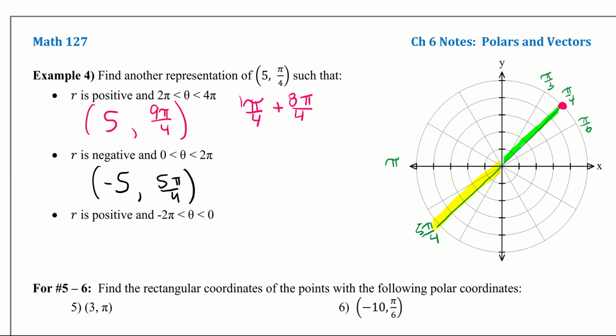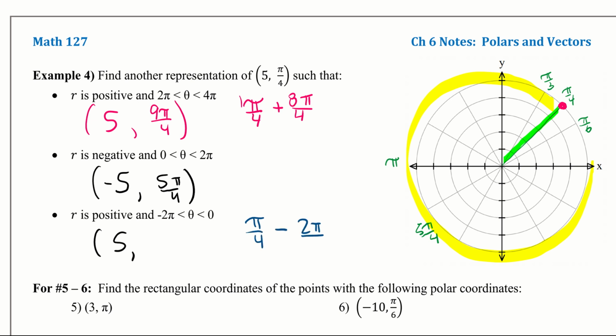I want r to be positive again this time, so I'll be using positive 5 for r. And I want my angle theta to be measured with a negative angle in between negative 2 pi and 0. So for this particular one, I want to be able to move around clockwise to get to this angle. The easiest way to do that would be to take my pi over 4, which is where I want to land at, and remove 2 pi. Or remove, if I make that a denominator 4, remove 8 pi over 4. And I'll end up with negative 7 pi over 4. Just a different way to name that angle if I'm going clockwise instead of counterclockwise.